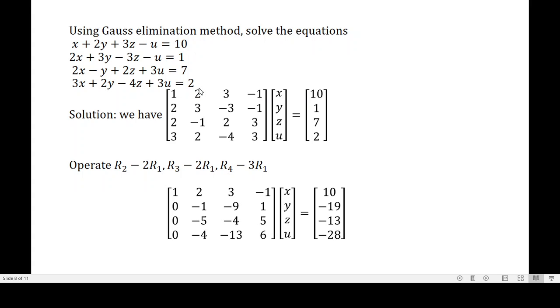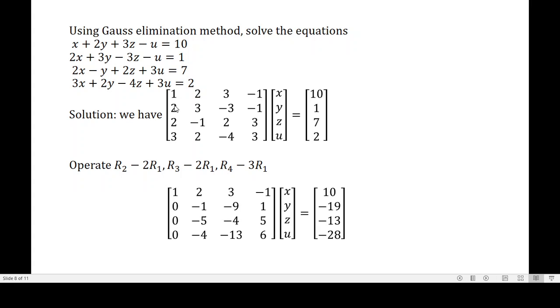First, let us write the equations in the matrix form Ax is equal to D. A is a coefficient matrix whose first row elements are 1, 2, 3, minus 1. Second row elements 2, 3, minus 3, minus 1. Third row 2, minus 1, 2, 3. Fourth row 3, 2, minus 4, 3. So this is the coefficient matrix. Then we have capital X, a column matrix X, Y, Z, U, the matrix of unknowns, is equal to again a column matrix, which is 10, 1, 7, 2.